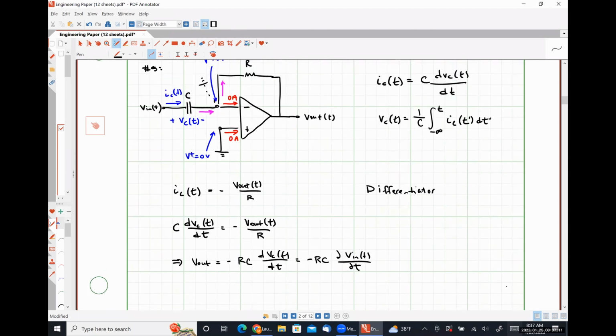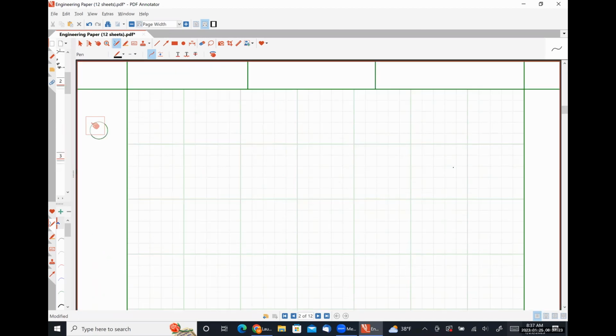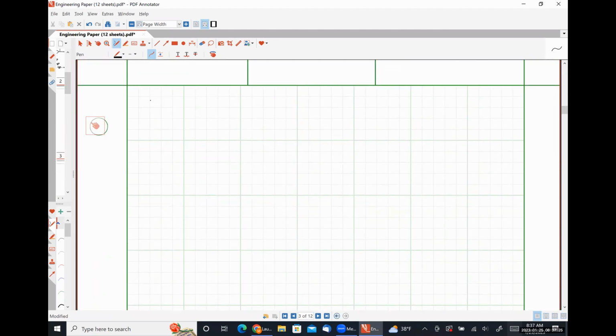All right, so this was the differentiating amplifier, or the differentiator. So now we're going to simply switch the position of the resistor and the capacitor, and voila, we will have an integrator. So our last circuit of interest is this guy.